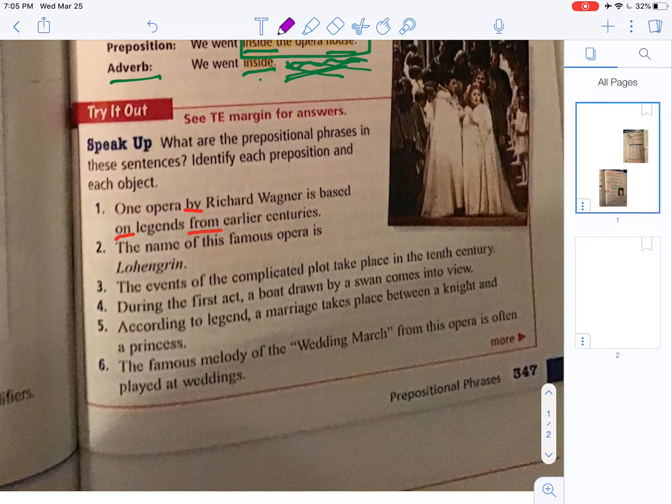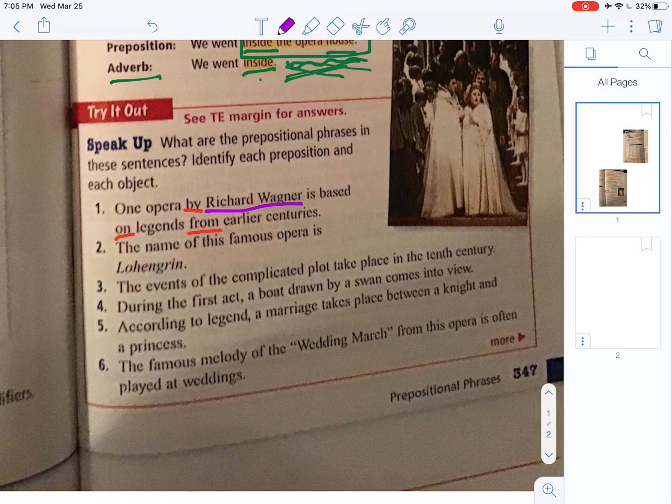One opera by Richard Wagner is based on legends from earlier centuries. So by is my preposition. And Richard Wagner is my whole object of preposition. And that is because it's a name and you can't separate somebody's full name.